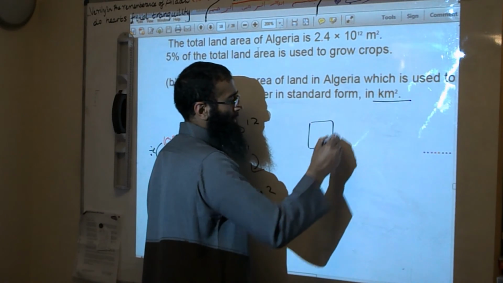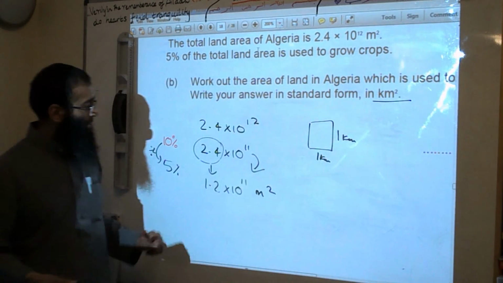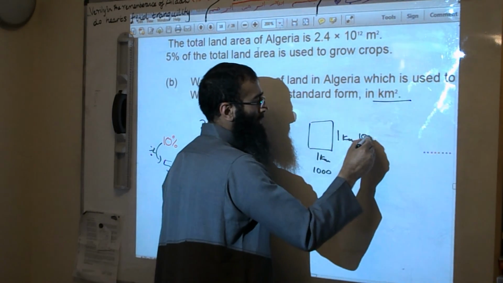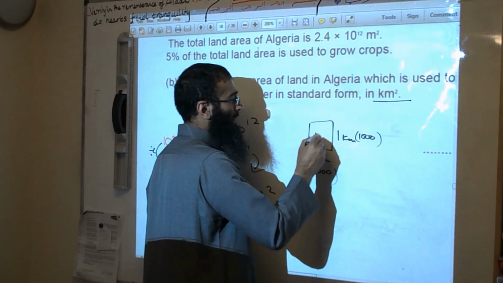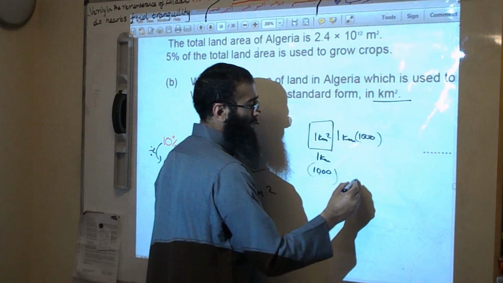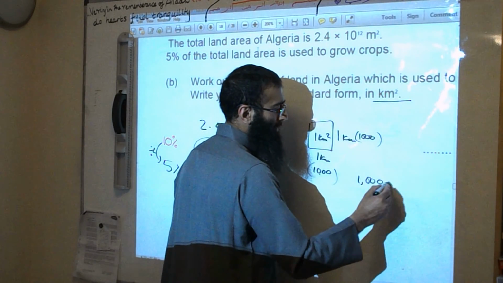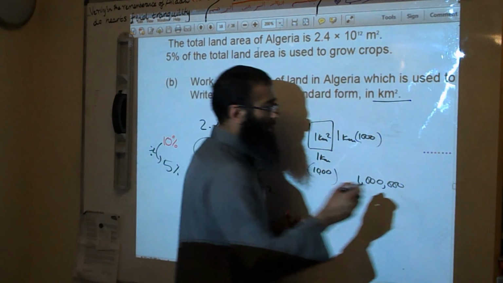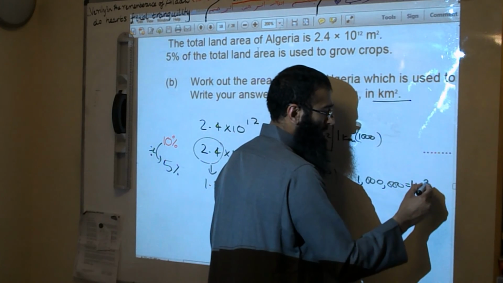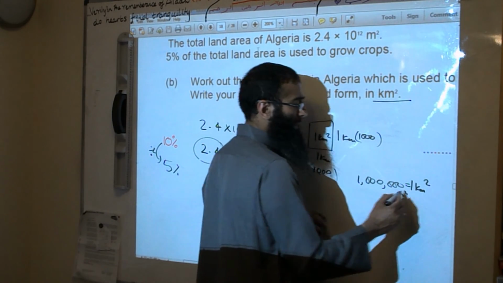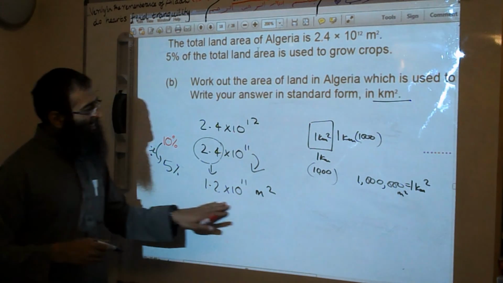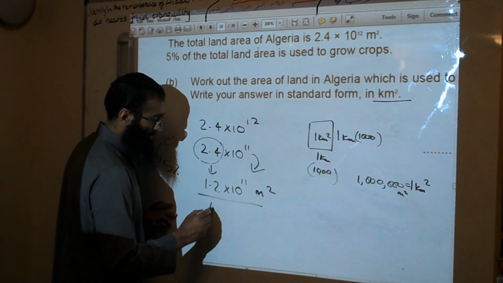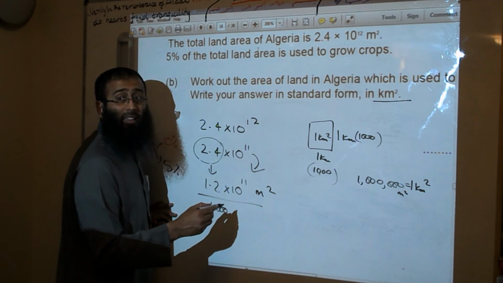So 1 kilometre by 1 kilometre. How many metres do you have in a kilometre? 1,000. So 1 kilometre squared is this times by that. What's 1,000 times 1,000? A million. So 1 kilometre squared is equal to 1 million metres squared. So if you want to change these metres squared into kilometres squared, we have to divide it by a million. So we have to divide it by 6 zeros.